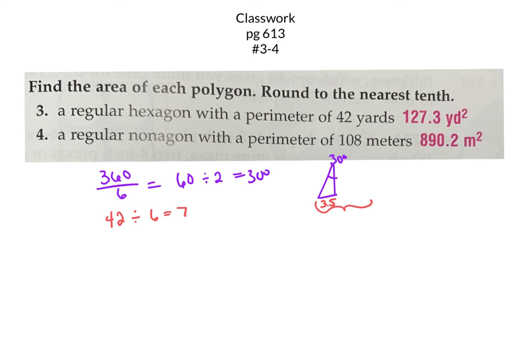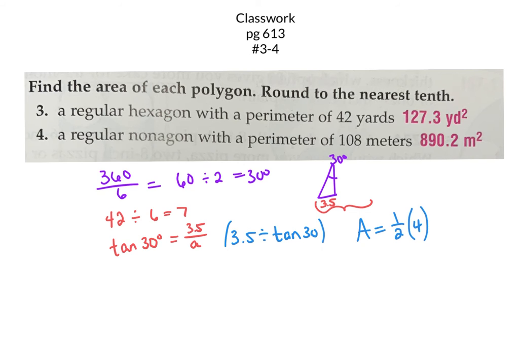3.5. All right. So if I want to solve for this one, I'm going to say the tangent of 30 degrees equals 3.5 over my apothem, which is what I'm looking for. And so in your calculators, you would say 3.5 divided by tangent of 30 is my apothem. All right. And you can actually do the whole thing. You can say the area is going to be 1/2 my perimeter, which is 42, times my apothem. I put it in, and I get everything else.